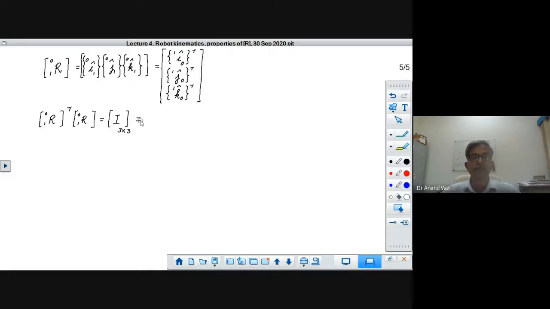We could also write this. You can see it for yourself. You can also write this as R1 to 0, R1 to 0 transpose. I suppose you have done the properties of orthonormal matrices, etc. But now you get to see for yourself its application in the specification of the orientation of frames relative to each other.